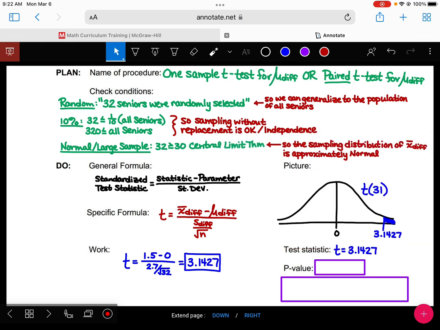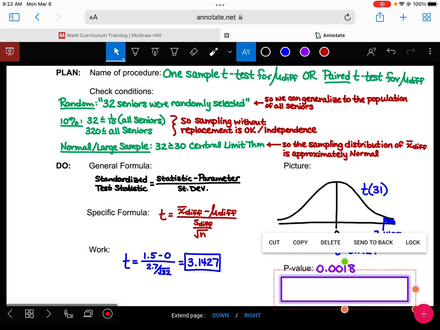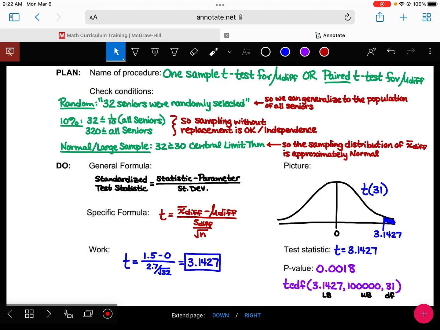Don't forget, on a t distribution, instead of doing n with the mean and the standard deviation, you need to do t with your degrees of freedom. We had 31 degrees of freedom here. What was that p-value? Yes, 0.00183 something. I only went out to the 1.8, but absolutely. And you calculate that using tcdf.